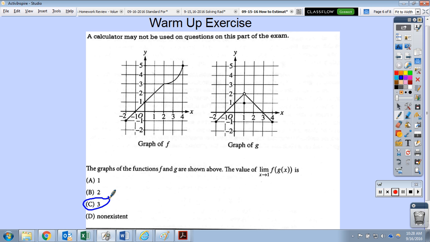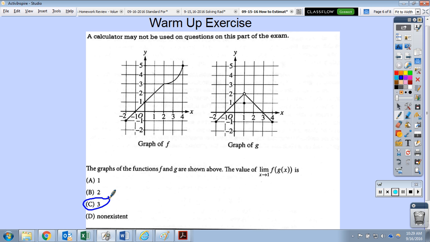So when you have a composite function like this, we can look at the inside first. Okay, so what is the limit as x approaches 1 of g of x? And we trace it along. As we approach 1, either from the right-hand side or left-hand side, it must match, otherwise the limit wouldn't exist. It must match, it is 2. So therefore, we're finding the limit as x approaches 2 of f of x.